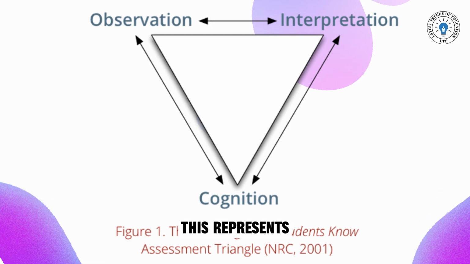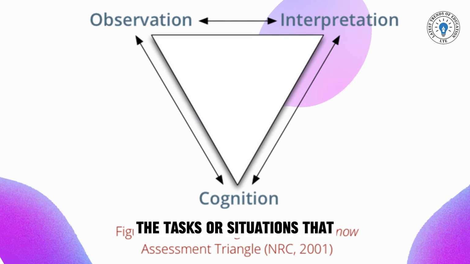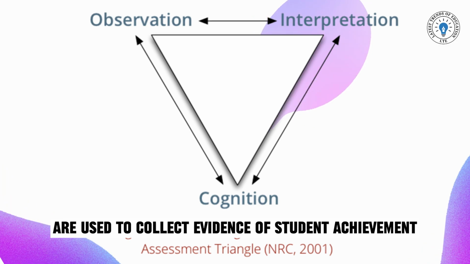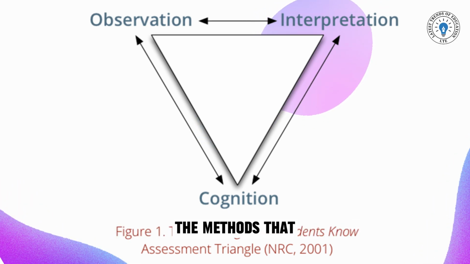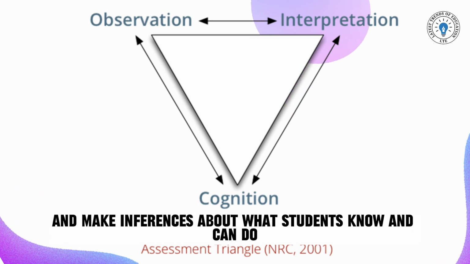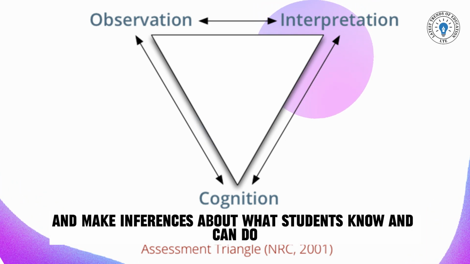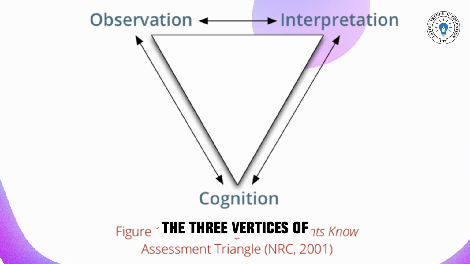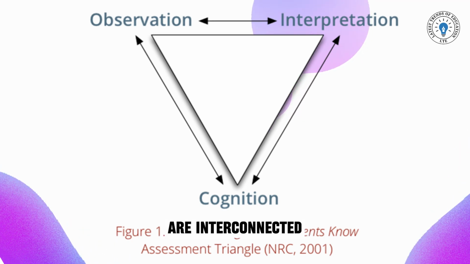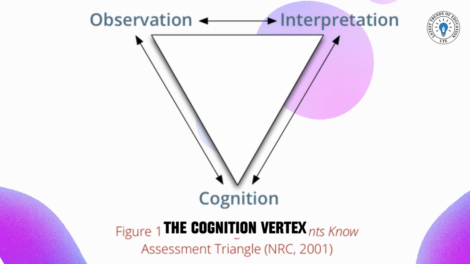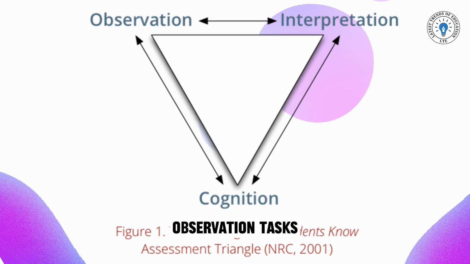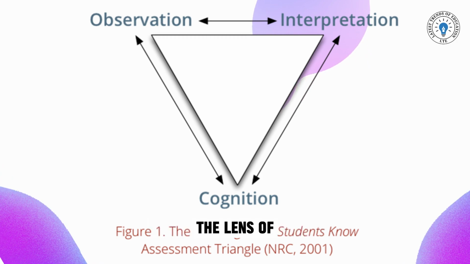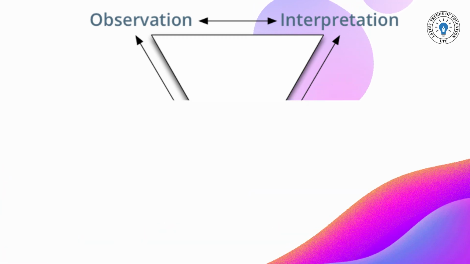Observation: this represents the tasks or situations that are used to collect evidence of student achievement. Interpretation: this represents the methods that are used to analyze the evidence and make inferences about what students know and can do. The 3 vertices of the triangle are interconnected. The cognition vertex informs the design of the observation tasks, and the results of the observation tasks are interpreted through the lens of the cognition model.